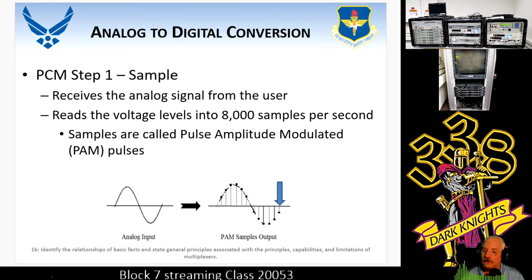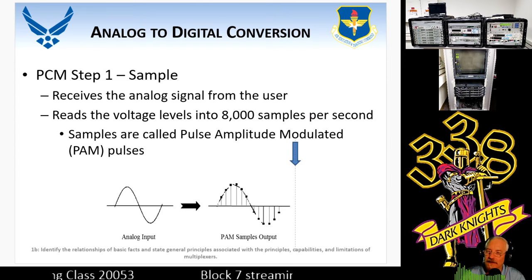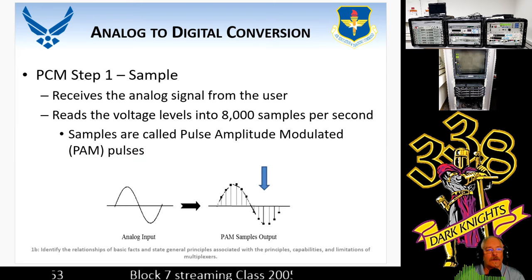Okay, we're the user. We click on our handset, we talk into the microphone, and we're going to sample that 8,000 times a second. Now, let me grab my arrow here. And it says something about these pulse amplitude modulated pulses. That's PAM. PAM is in the spray, you know, the spray that you spray in the skillet, not Peter Pan. Excuse me.